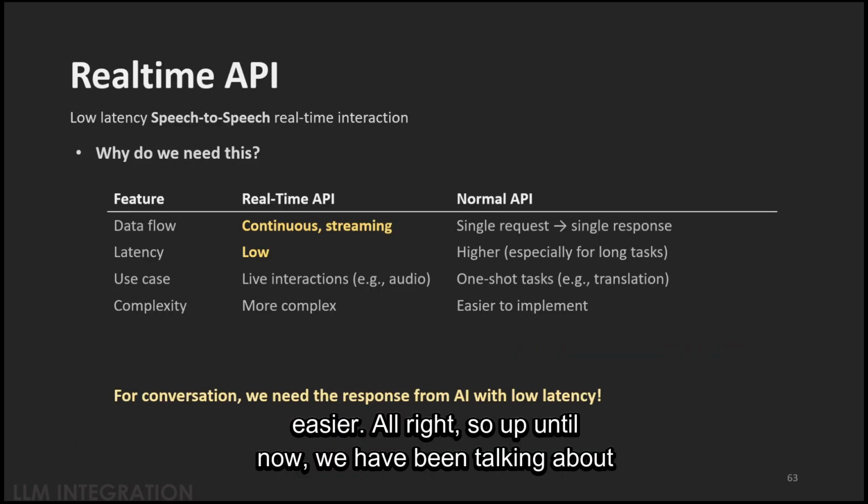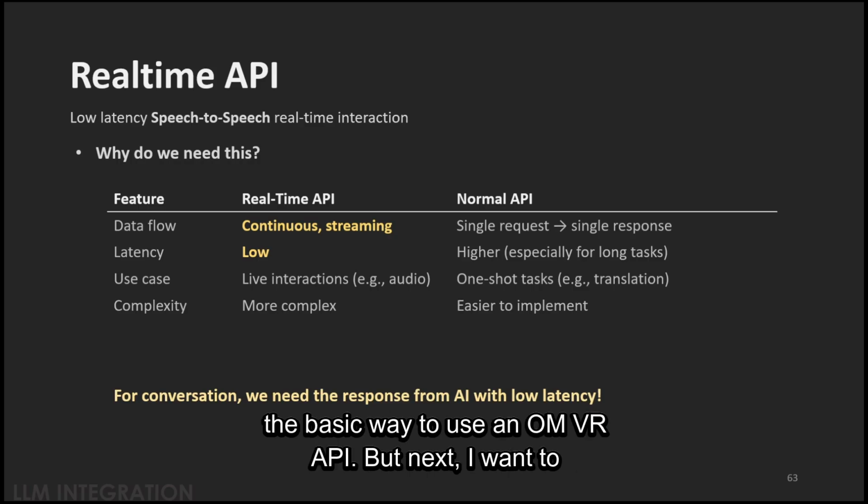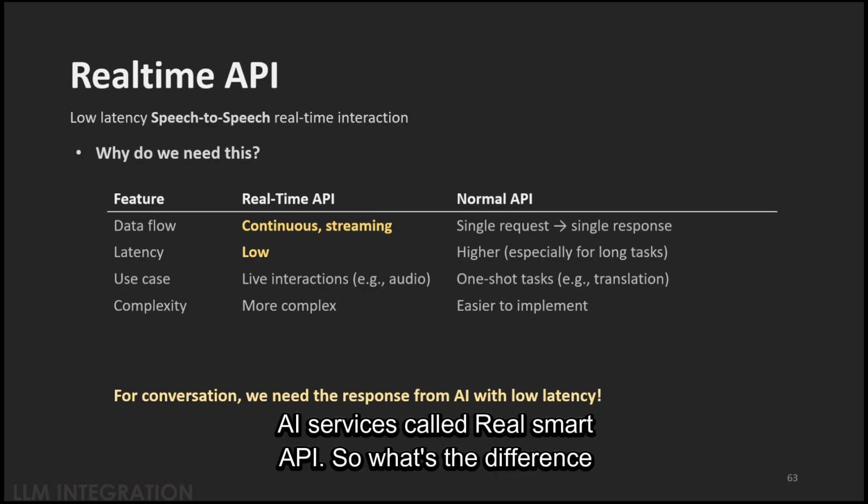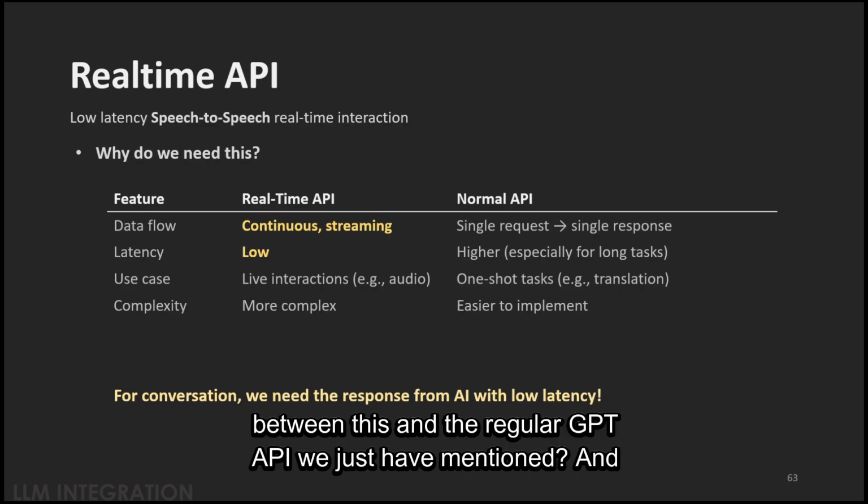Alright, so up until now, we have been talking about the basic way to use an LLM via API. But next, I want to introduce another type of API, which is also part of OpenAI services, called the real-time API. So what's the difference between this and the regular GPT API we just mentioned, and why do we need this?